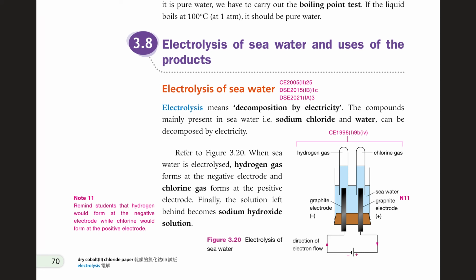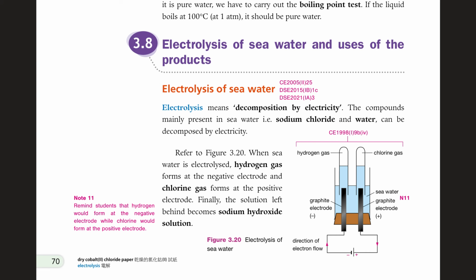In this video, we are going to take a look at the electrolysis of seawater and the use of the products produced in this process. Electrolysis means the decomposition by electricity. In the first term syllabus, we have learned that the electrolysis of a water sample can decompose water back to its constituent elements, which are hydrogen and oxygen.